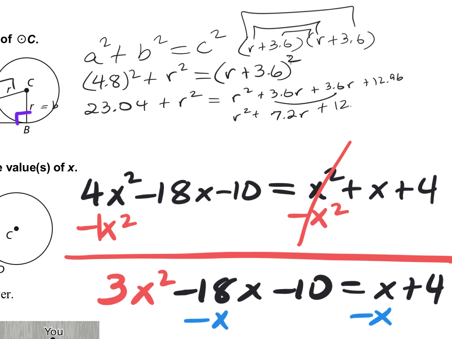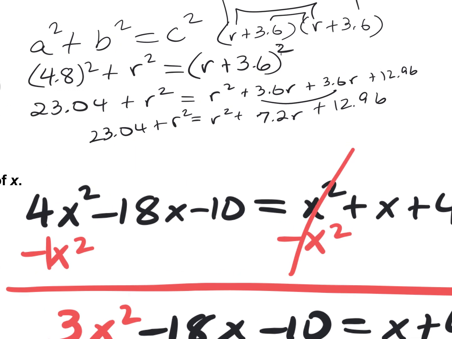Let me just rewrite everything. Rewrite this side. So now I need to try to start getting my like terms together. So if I try to move my r squareds together, notice it cancels on both sides. So now I'm left with 23.04 is equal to 7.2r plus 12.96.